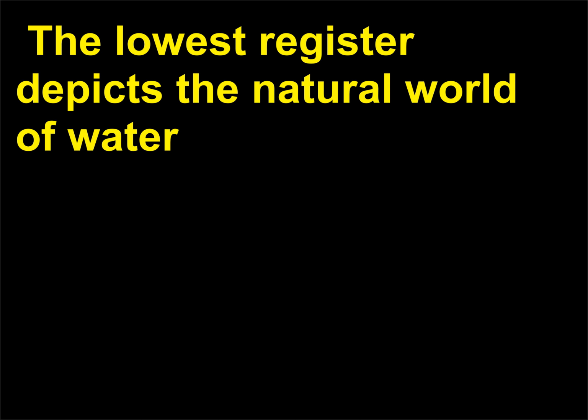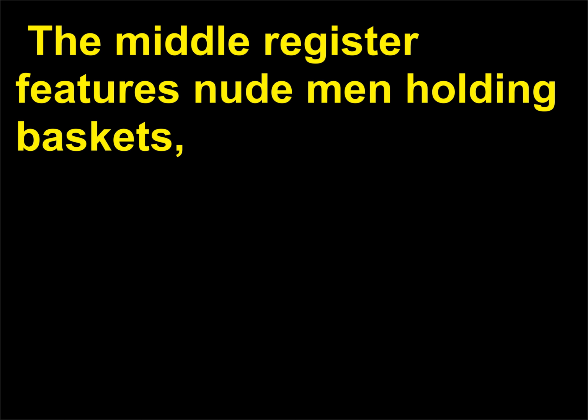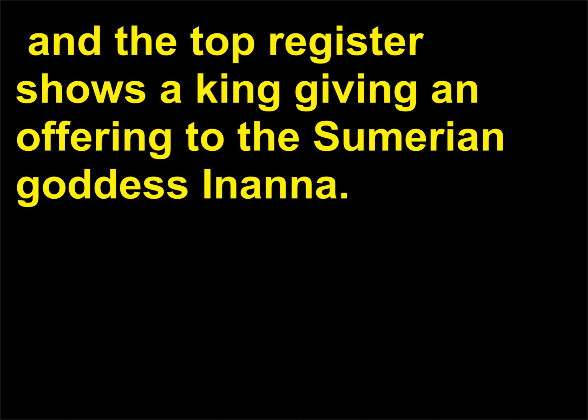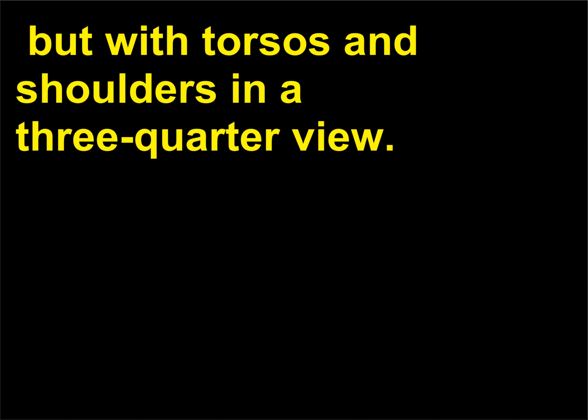The lowest register depicts the natural world of water and plants, while above this are domesticated animals. The middle register features nude men holding baskets, and the top register shows a king giving an offering to the Sumerian goddess Inanna. The figures in the registers are shown with their heads and legs in profile view, but with torsos and shoulders in a 3/4 view.